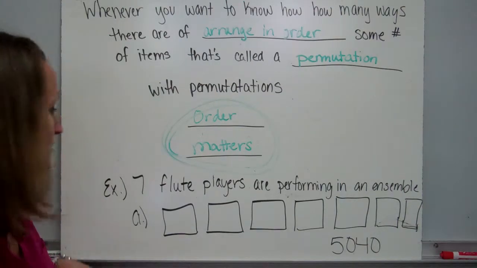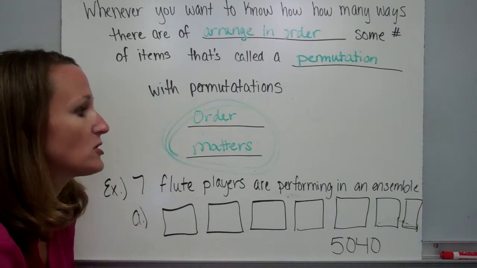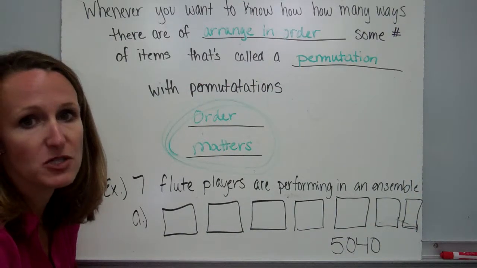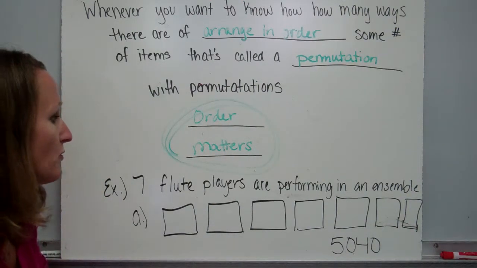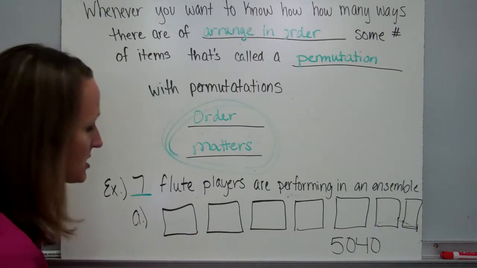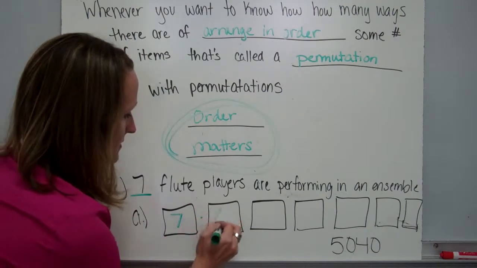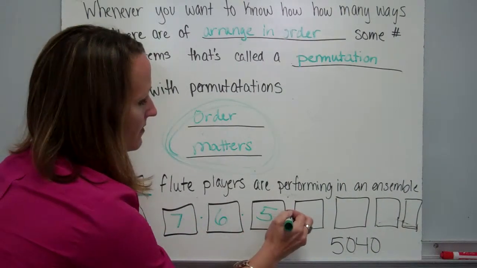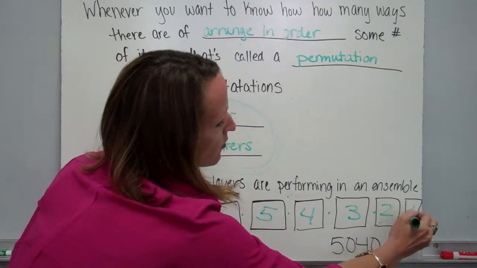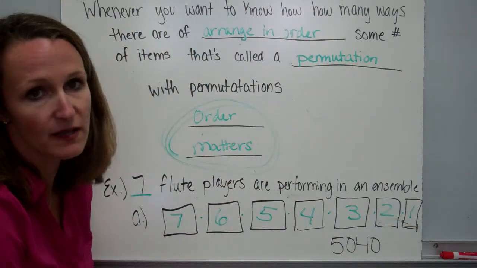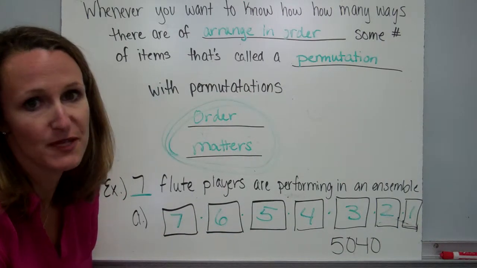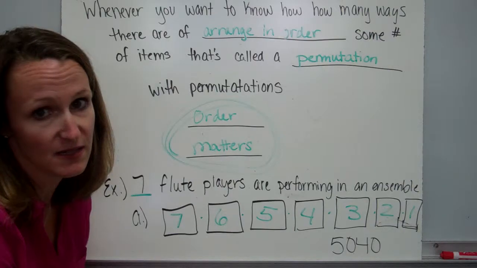So let's look at one more example. There's 7 flute players performing in an ensemble. If you look at your notes, it says, how can we arrange their seating? We've got 7 players, so that means we would do a permutation of 7. So we would do 7, 6, 5, 4, 3, 2, 1. Use our fundamental counting principle and we find out there's 5,040 different ways we can arrange these flute players to sit.